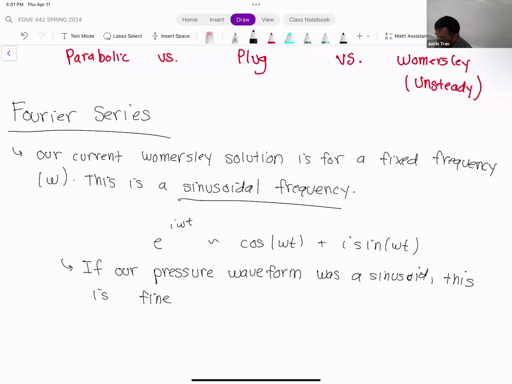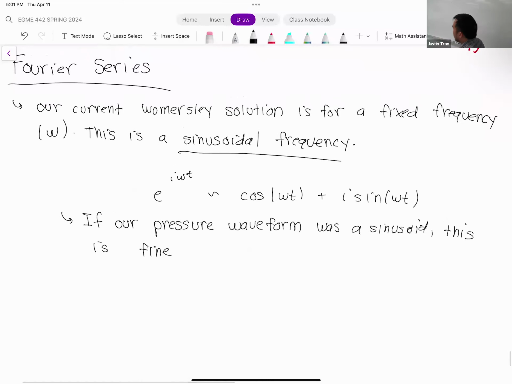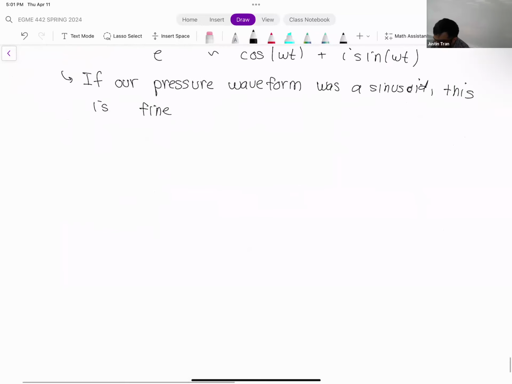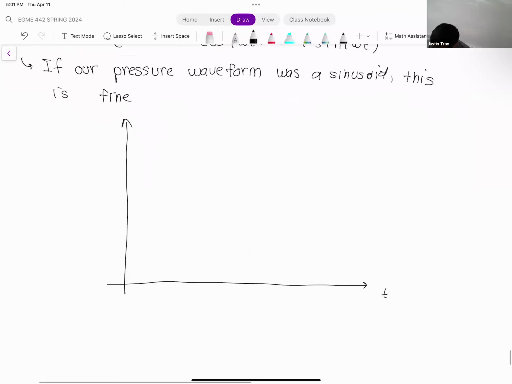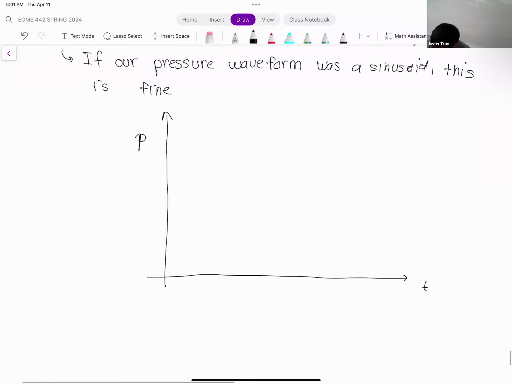So let me draw the pressure waveform again. Remember, we went over this really early in the class. A typical pressure waveform looks something like this: time, pressure. It's definitely pulsatile, so it changes with time, but it doesn't really have a sinusoidal shape, right? And so it looks something like this.